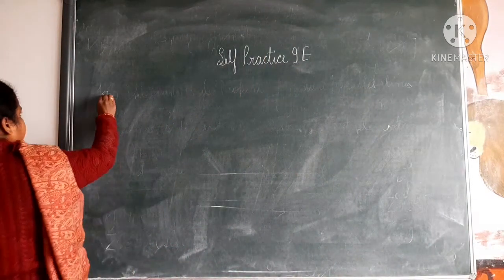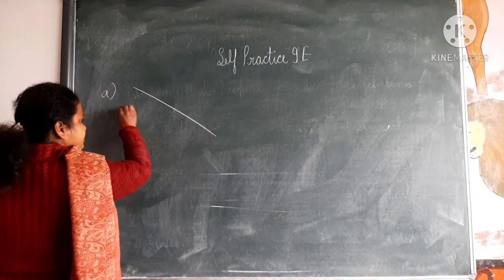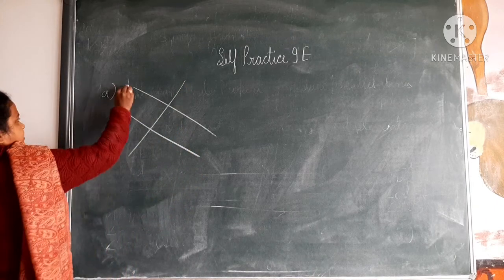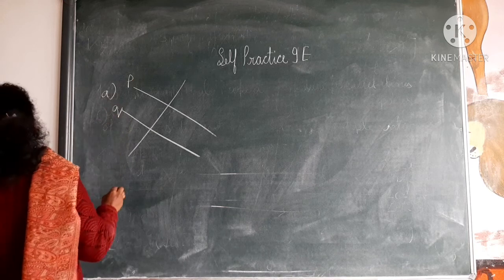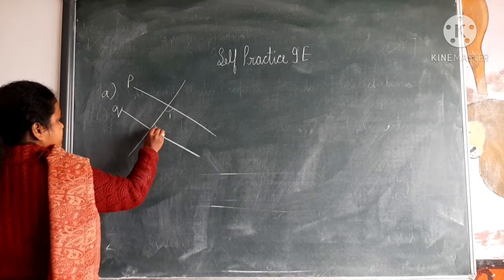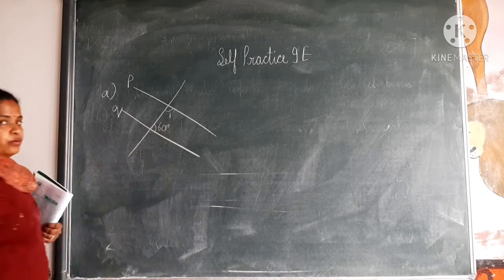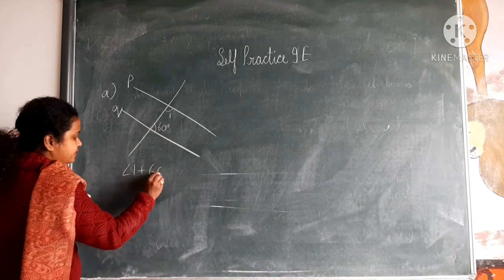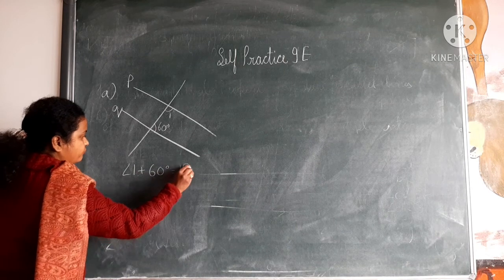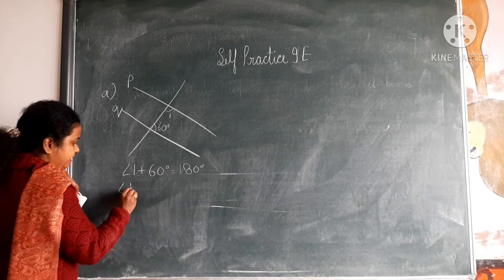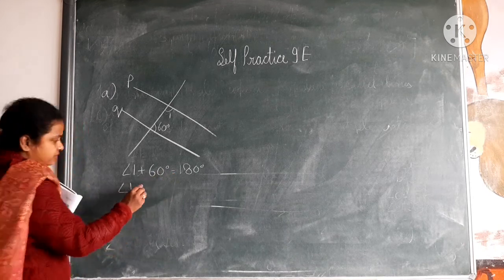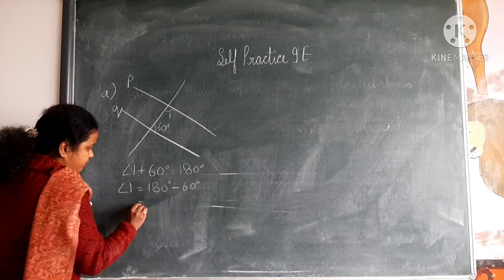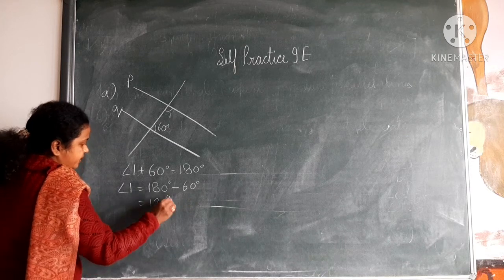Now see A1, suppose these are the two parallel lines and it is cut by this transversal. This is line P and this is line Q. This is 1 and this one is 60 degree. So what will be 1? So angle 1 plus 60 degree will be equal to 180 degree. What will be angle 1? 180 degree minus 60 degree, that will be equal to 120 degree.